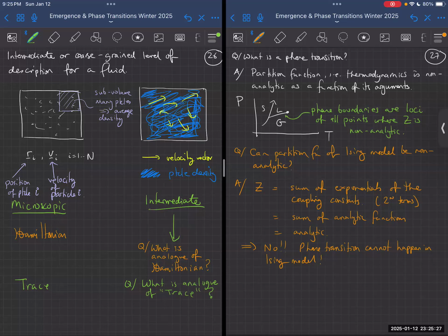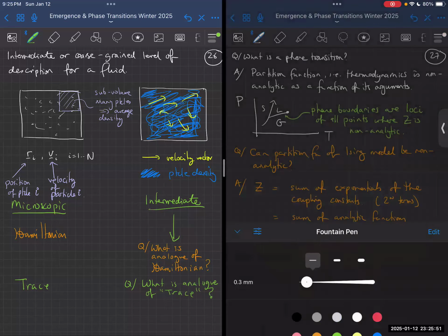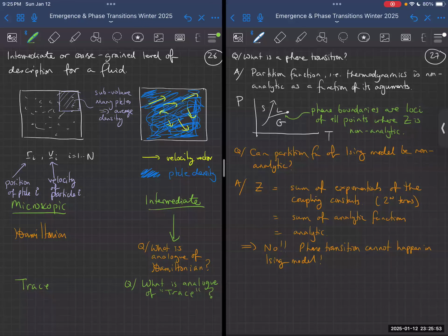So that's a bit of a blow, because you've just signed up for a course on phase transitions and emergence and so on. And we've just started by saying that you can't have a phase transition. So that's a bit strange. Well, let's dig into this a bit more. So we'll bear this discouraging result in mind, but let's think about this a bit more carefully.